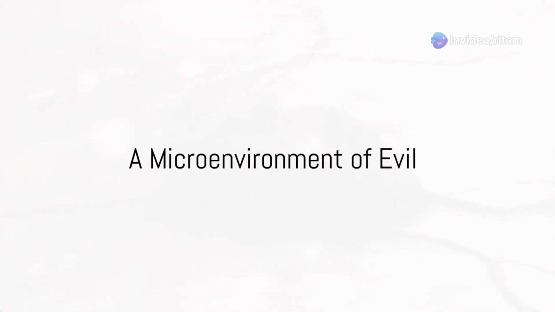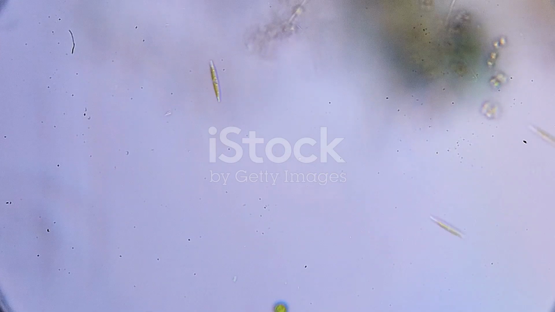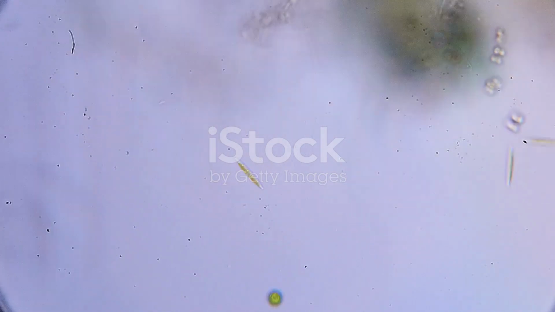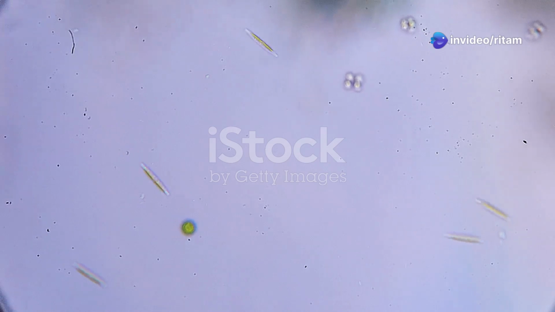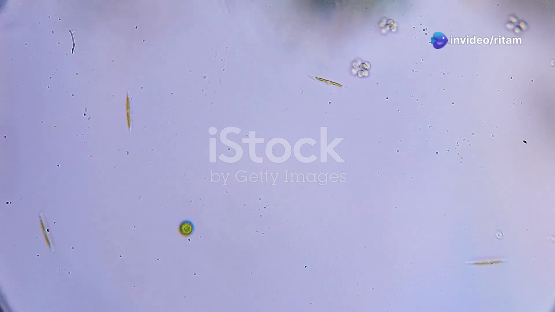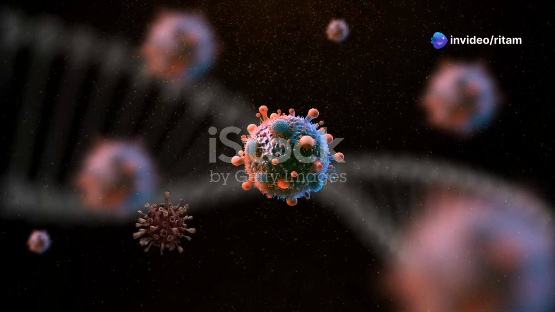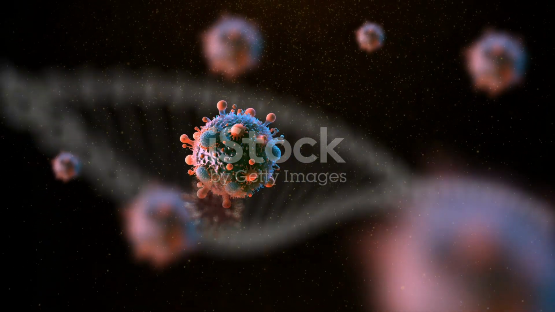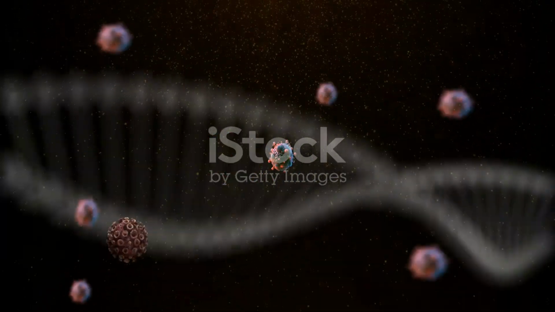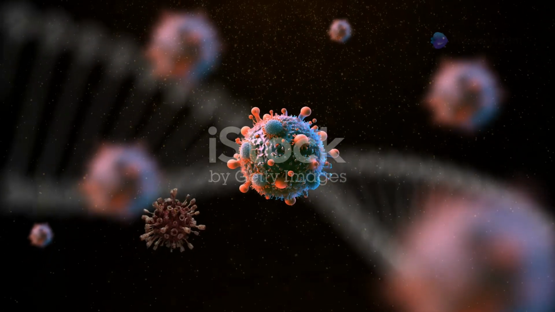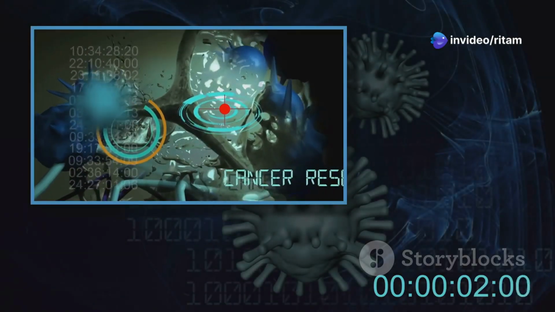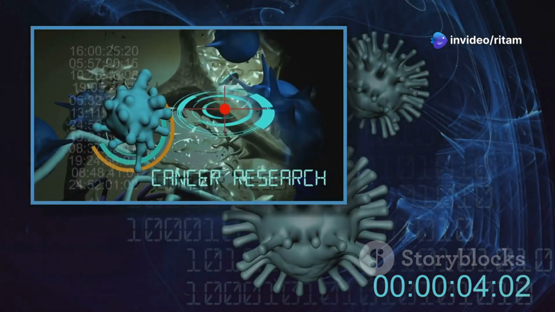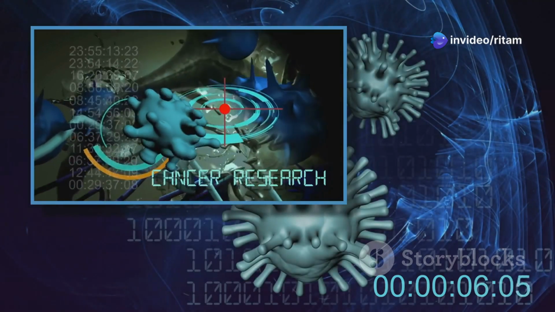Section 6. The tumor's lair. A microenvironment of evil. The tumor microenvironment is like a lair, a complex ecosystem that supports the growth and survival of cancer cells. It consists of a diverse cast of characters, including blood vessels, immune cells, signaling molecules, and a supporting cast of non-cancerous cells.